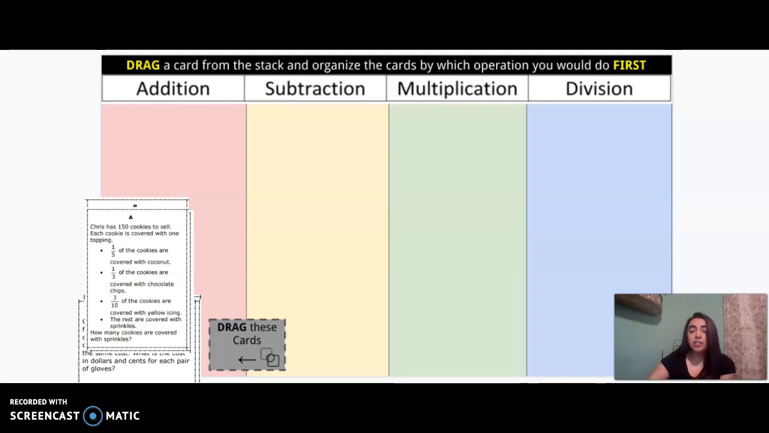So for the first one, it is a card sort. You're going to read the problems and you're going to drag the card to the operation in which you think you would do first. Most of these problems are multi-step, so you'll have to do more than one operation, but it's up to you to tell me what operation you think you'll do first.